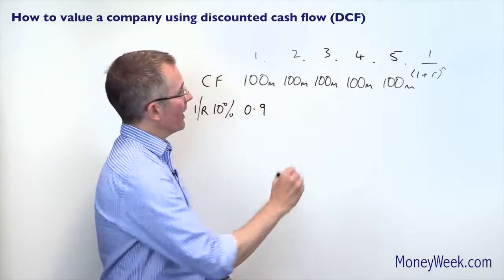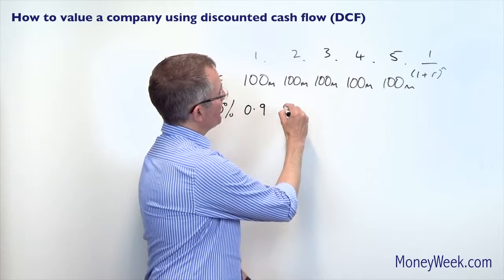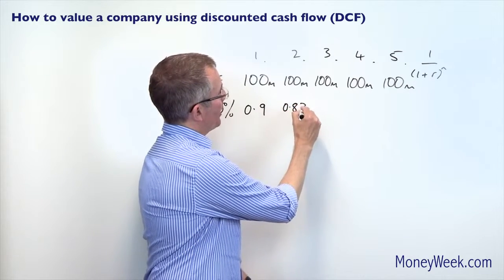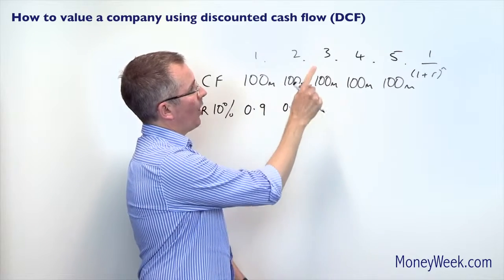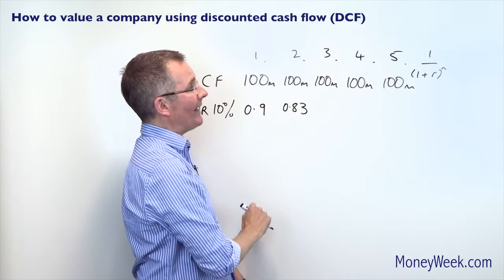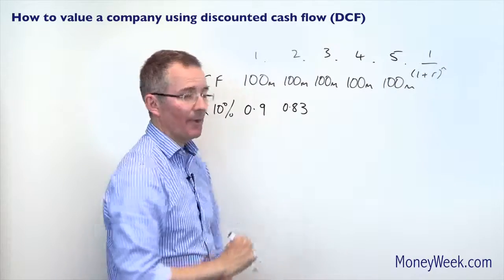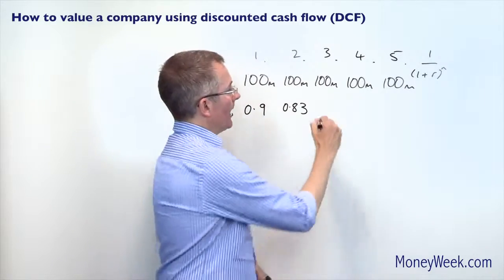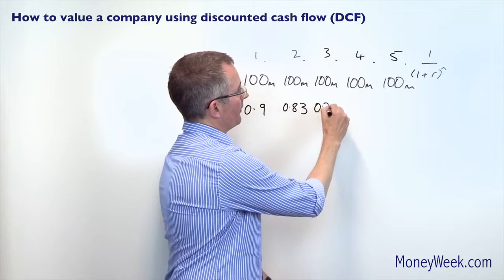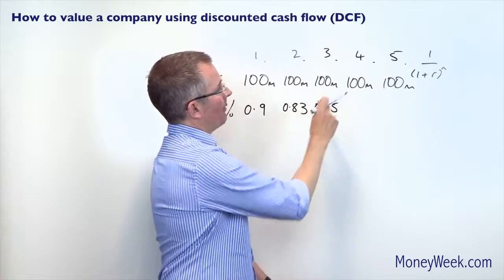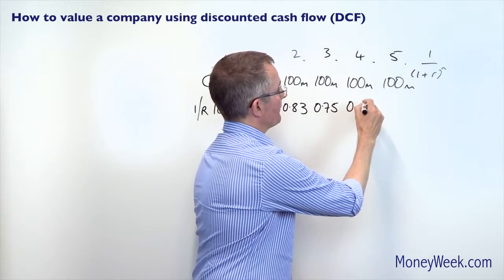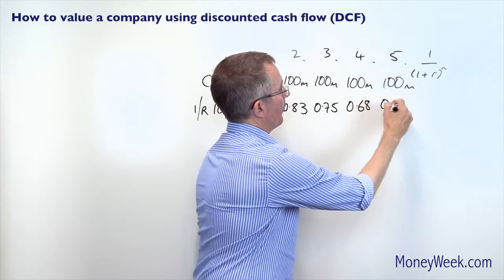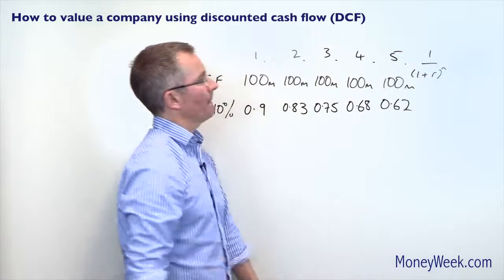Okay. Then you need to reduce the second year's cash flow, I've rounded slightly, by 0.83. You're wondering where these numbers come from. That's basically 1 over 1.1 squared for the math mos out there. The next year's cash flow, again, not going to do more than 2 decimal places, you multiply by 0.75. The next year's cash flow by 0.68. And the next one by 0.62.